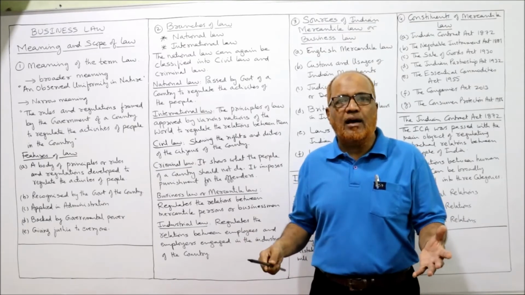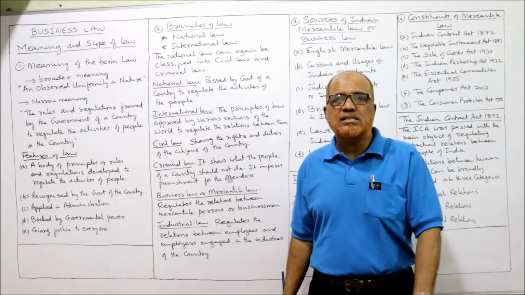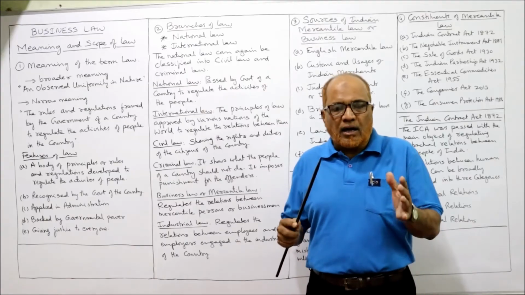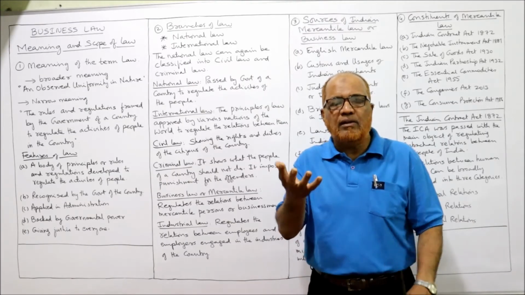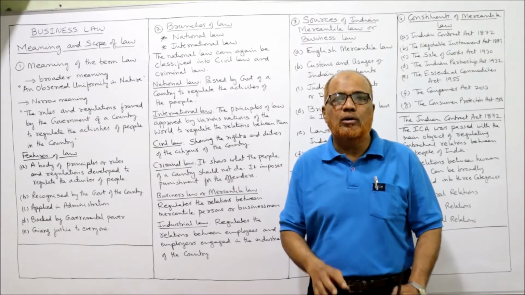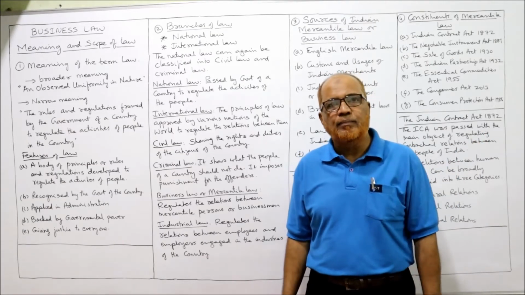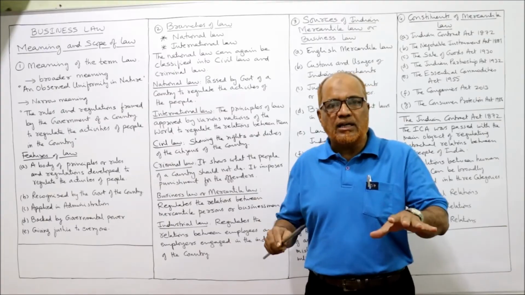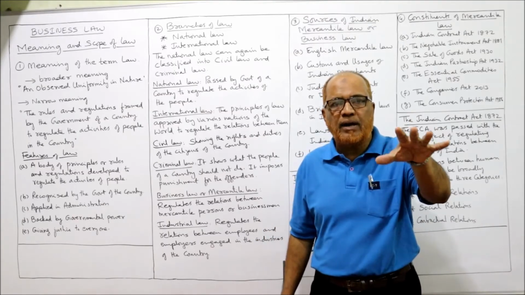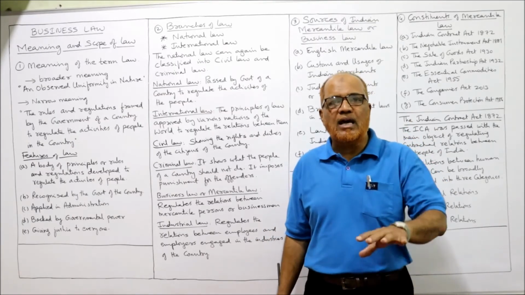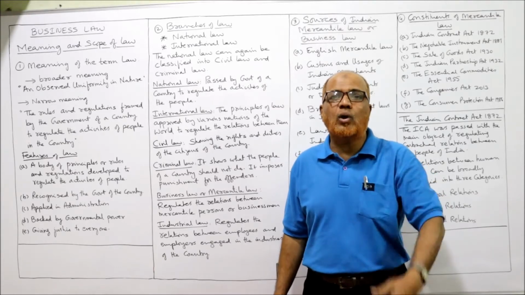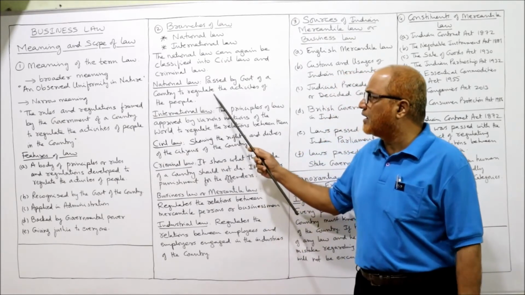Just like in India, the government has passed some law. The objective of that law is that everybody living in India must follow whatever law has been passed by the government. So national law is that branch of law which is implemented by the government, and everybody must follow those laws within the country.